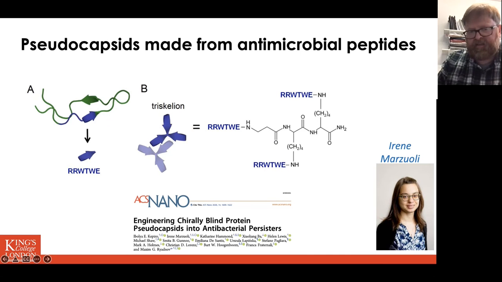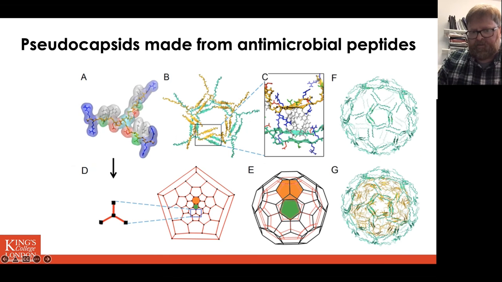And these peptides are triskelion, so they have this kind of core, and then they have three arms, which are antimicrobial. And they're known to form beta sheets and then self-assemble into nanoparticles. And so what we did is we started by first modeling the simple triskelion molecule and then building up a little patch.